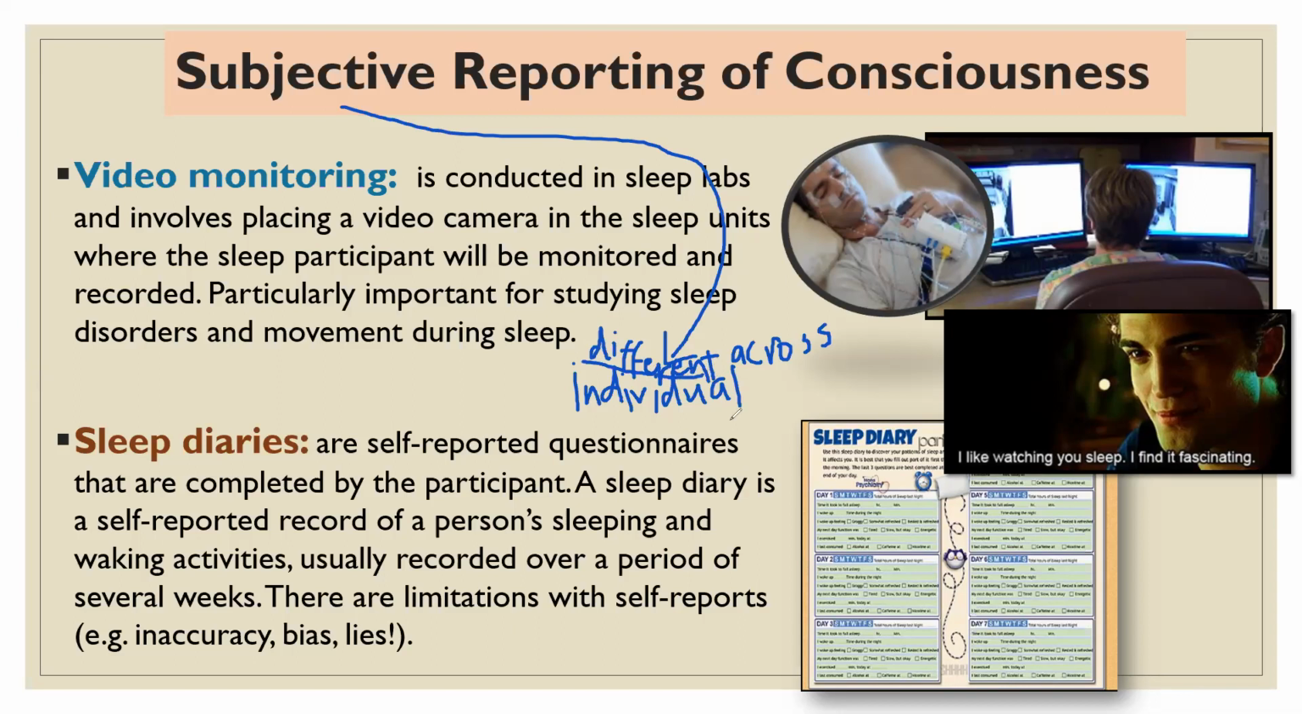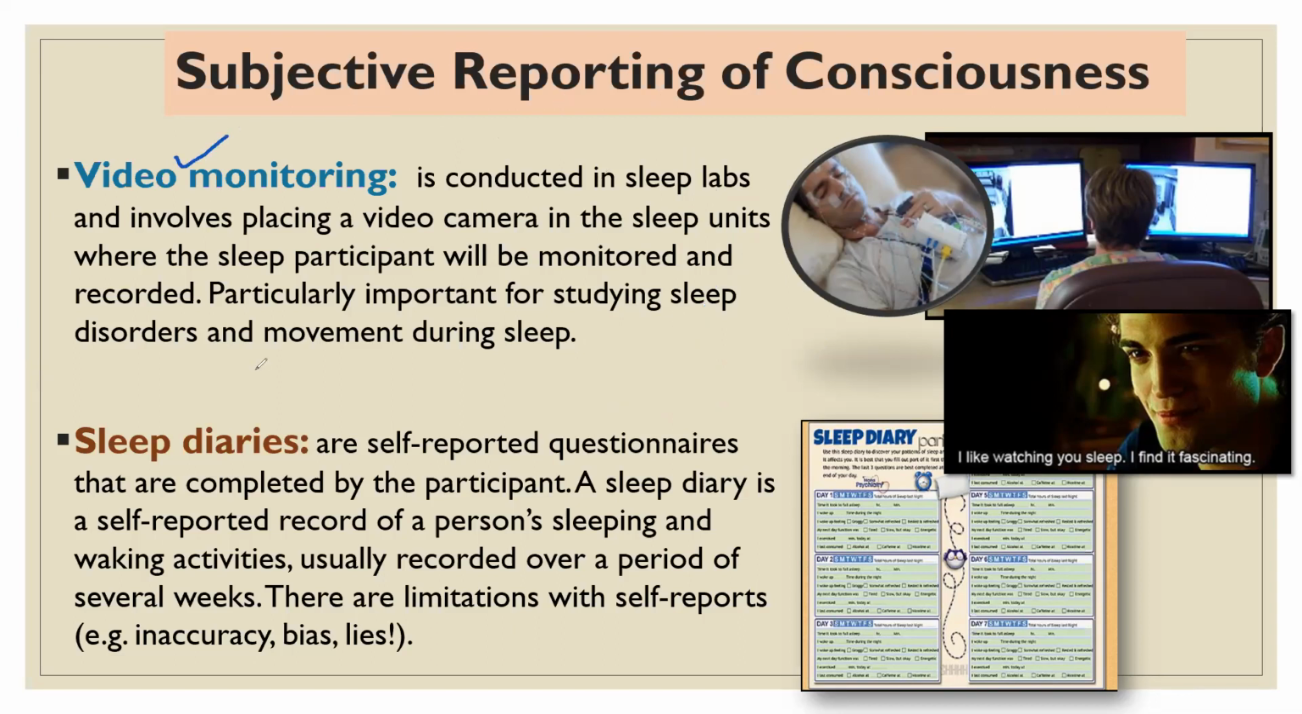Similarly, subjective reporting of consciousness basically means we're talking about video monitoring, and we're talking about sleep diaries. These are two methods of reporting consciousness that are not as physiological or not as objective as EEG, EOG, EMG, or even the cognitive ones that we just looked at in terms of speed and accuracy. The reason is the individual can affect these. So these are affected by the person. What does that mean?